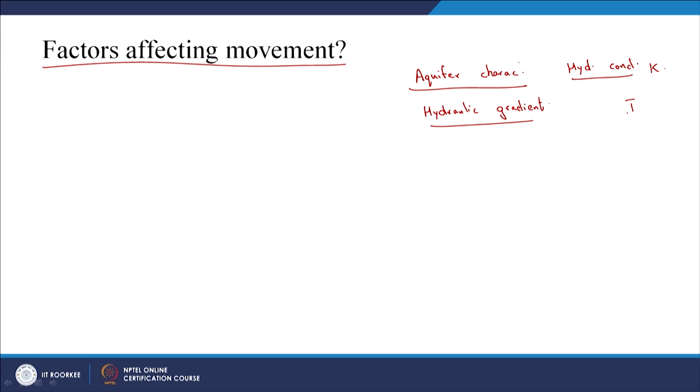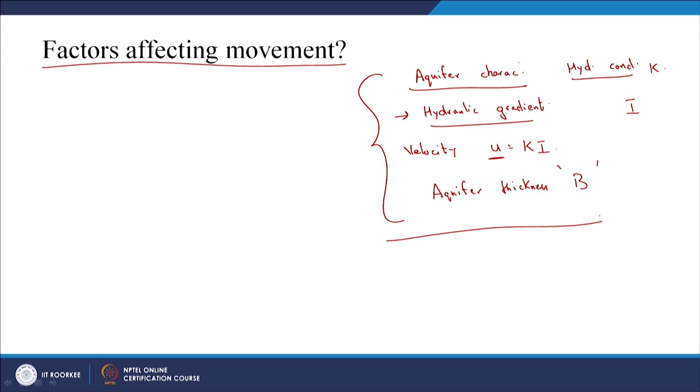And we are concerned with the slope, pardon me, not the slope, I mean slope is considered out here. Obviously, we are concerned with the speed, that is equal to Ki, the speed of groundwater flow, the groundwater flow velocity, and we are also concerned with aquifer thickness, I guess, right. Aquifer thickness.